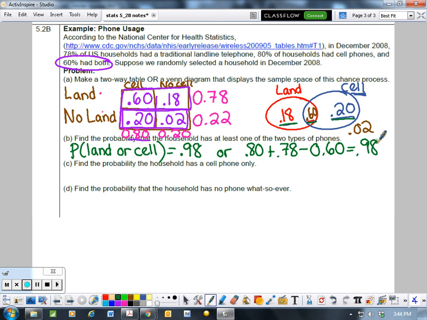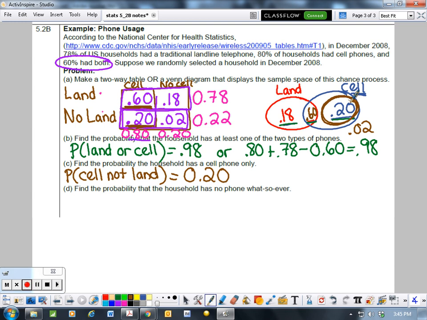Okay, find the probability the household has a cell phone only. So only a cell phone, not a landline. So I'd be looking at my cell phone. So here's my cell phone with a land. Here's my cell phone with no land. So over here, I'd be looking at, these are all my cell phones. This is the one that has no landline, which gives me that 0.2.